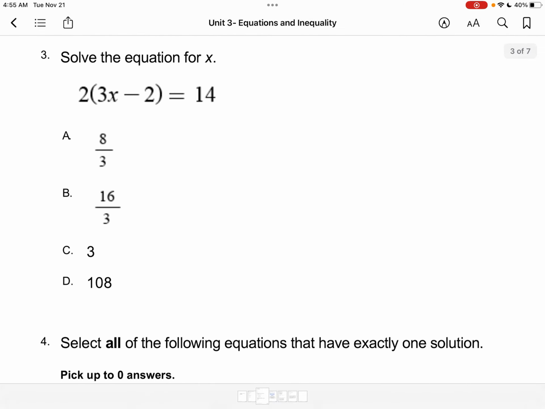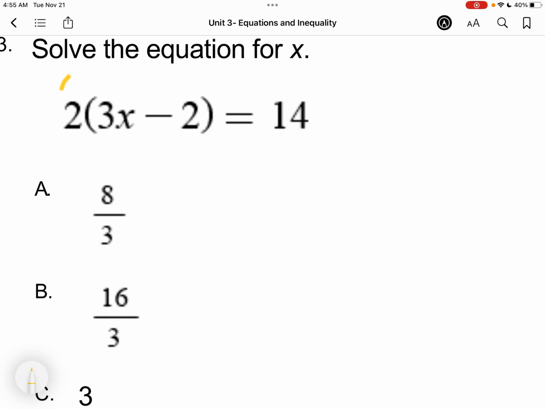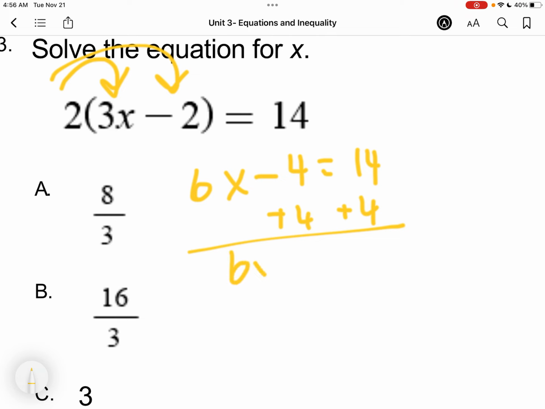All right, let's take a look at number 3. This one had the distributive property in it. So I'm going to distribute first, and I end up with 6x minus 4 equals 14. So I'm going to add 4 to each side. End up with 6x equals 16. Divide by 6.